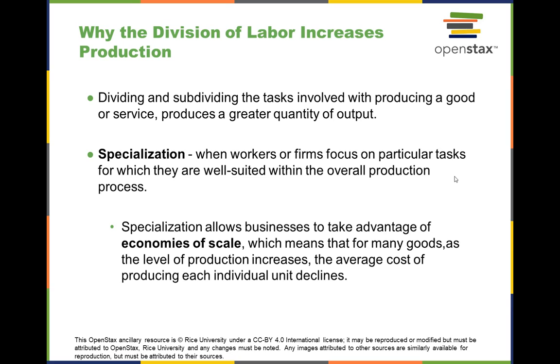Specialization allows businesses to take advantage of economies of scale, which means that for many goods, as the level of production increases, the average cost of producing each individual unit declines. Because if you have everybody specializing, you can then increase production. And if you're increasing production, all of the ingredients or materials that you need in order to produce that good, you can now buy in bulk or greater quantity, and you can get better deals on. So that helps bring down the cost overall of production. And so that's the economies of scale. The bigger you go, the more cost effective it can be.